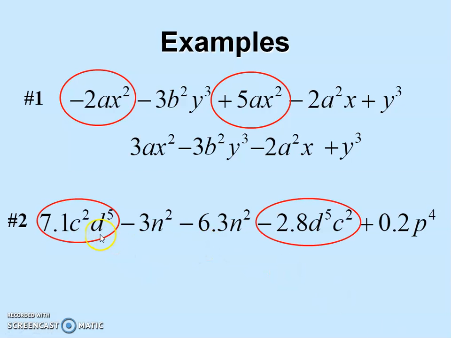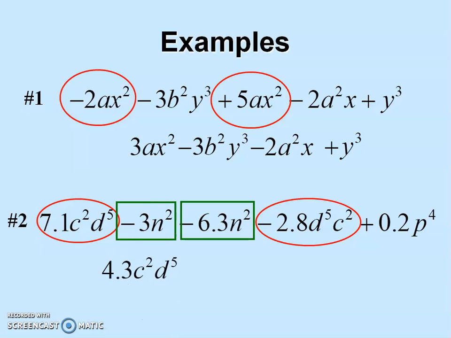This one here, even though the order is different, c squared d to the power 5, d to the power 5c squared, they have the same variables and the same exponents. So the c is squared, here the c is squared, here the d is to the power 5, here the d is to the power 5. That's good. That counts. That's the same. So this is the answer to this one, all grouped up.